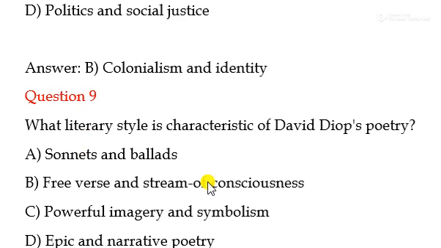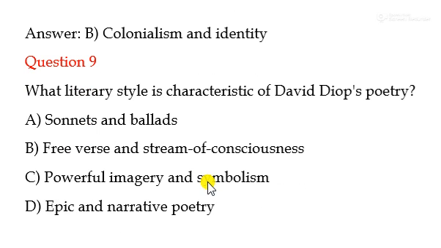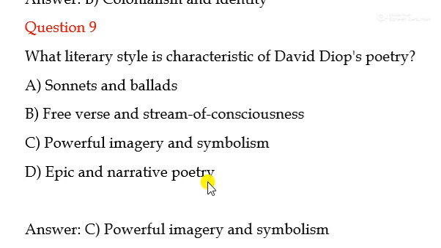Option B. Next question. What literary style is characteristic of David Diop's poetry? Sonnet, ballad, free verse, stream of consciousness, powerful imaginary symbolism, epic and narrative. So here, same, powerful imaginary symbolism. These Caribbean writers wrote about the experience they got through these kinds of symbols and imaginaries they mentioned in poetry. So these are options and option C is the correct answer, powerful imaginary and symbolism.